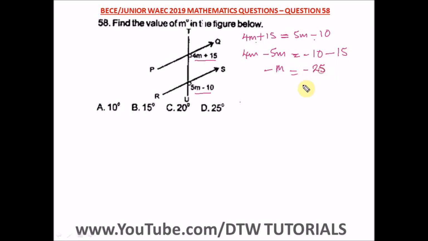a minus 25. From here, this minus sign can cancel out this minus sign, because we have the same thing on the two sides of the equation, so this will cancel. So m is equal to 25 degrees. So this is our answer, and our right option is option D.